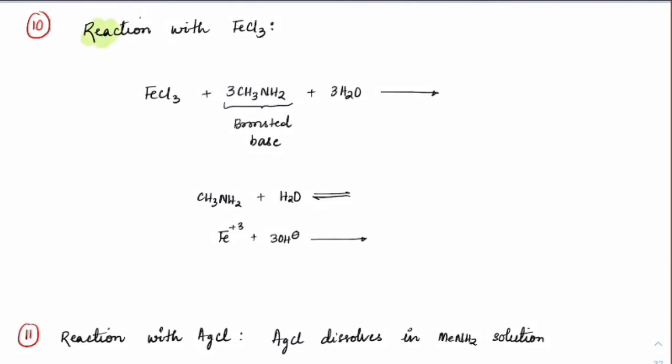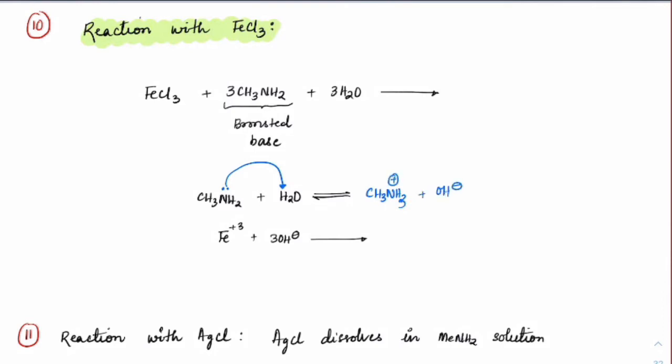Next, let us see how amines react with FeCl3. Suppose I take FeCl3 and an aqueous amine, so I have added the amine in water and then I am treating it with FeCl3. Amines will act like Bronsted bases with water and extract a proton. So this CH3CH2NH2, from its lone pair, will extract a proton, and you will have CH3CH2NH3 plus and OH minus.